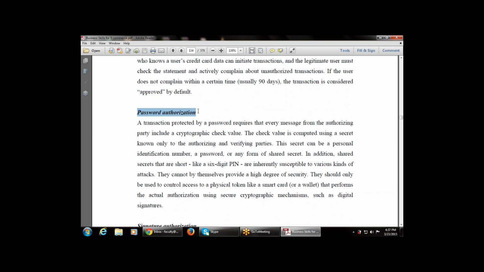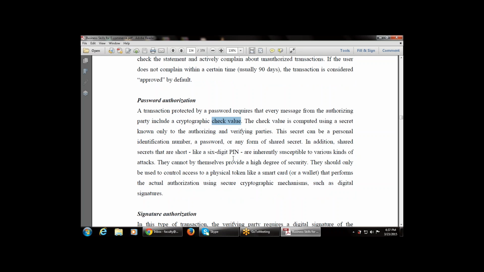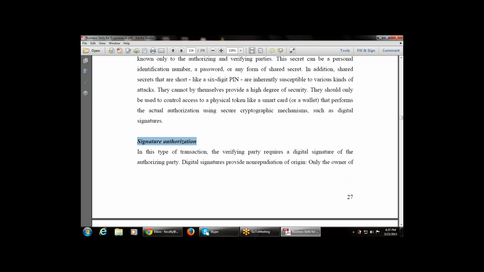This is password authorization, that is, a transaction that is protected by the password requires that every message from the authorization party includes a cryptographic check value. Then signature authorization, that is the next part of authorization, that includes the digital signature. That means every person has some digital signature, that is also a security requirement of the e-payment system.